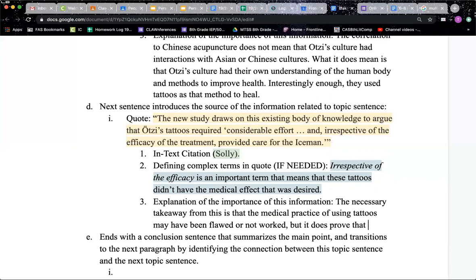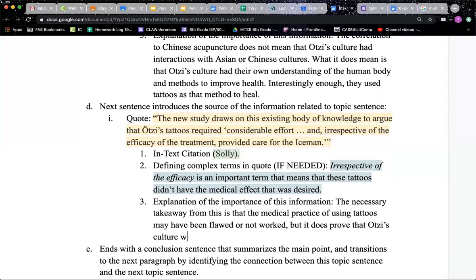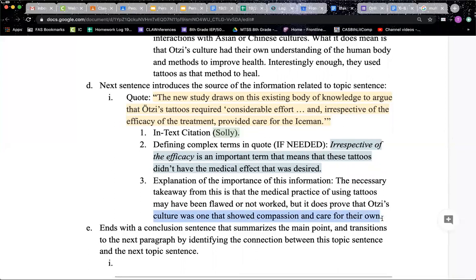But it does prove that, whoa, I had that twice. It does prove that Otzi's culture was one that showed compassion and care for their own. So all I'm saying is maybe the important thing about Otzi's tattoos isn't that they actually cured his rheumatism. Maybe the most important thing about Otzi's tattoos is it showed that his culture cared. Because when we look at tattoos in our culture today, we don't think necessarily that getting a tattoo means that you care about somebody, or that tattooing means that you care. But this is a really interesting perspective.